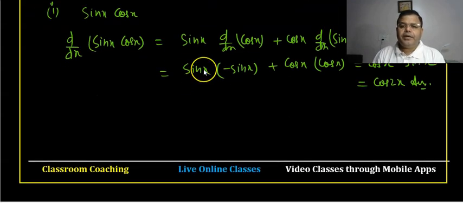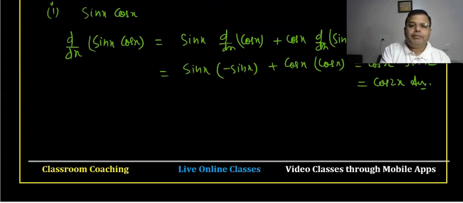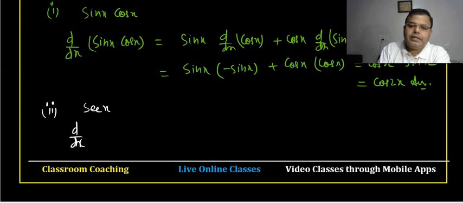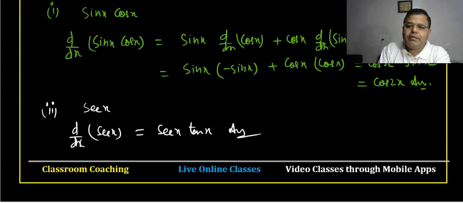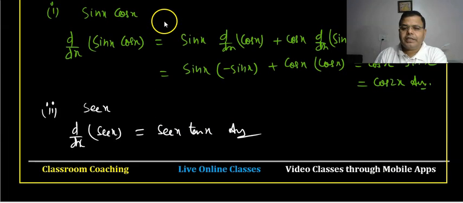Now the second part of question 11 is the derivative of sec x. So d by dx of sec x is, everybody knows, sec x tan x, nothing else. So that can be discussed and that will be answered. There is no problem. Now some questions are still there.